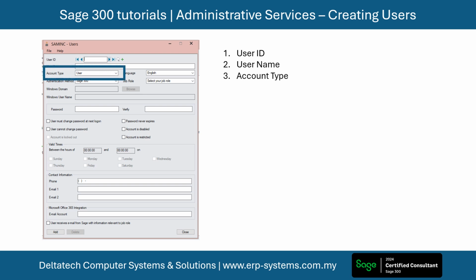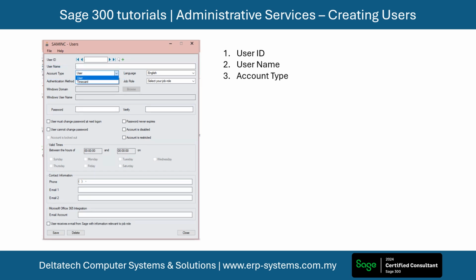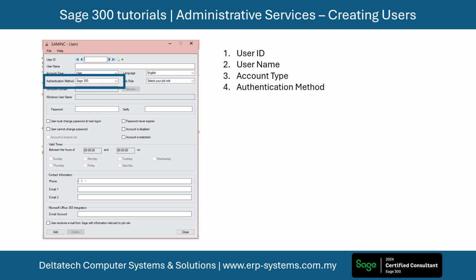For account type, there are 2 options, User and Timecard. Select the User option. There are 3 options to authenticate users accessing the system: Sage 300, Windows, or both. Unless you are on a Windows domain, select the Sage 300 option. If you are on a Windows domain, check with your IT administrator for the settings.